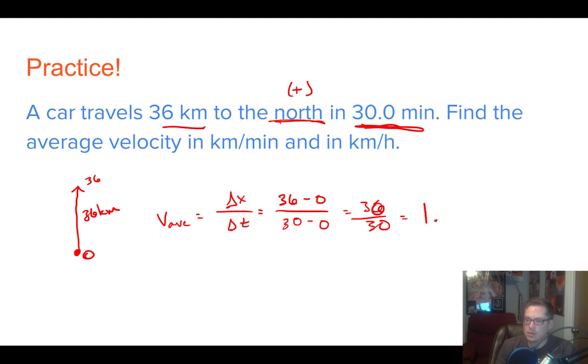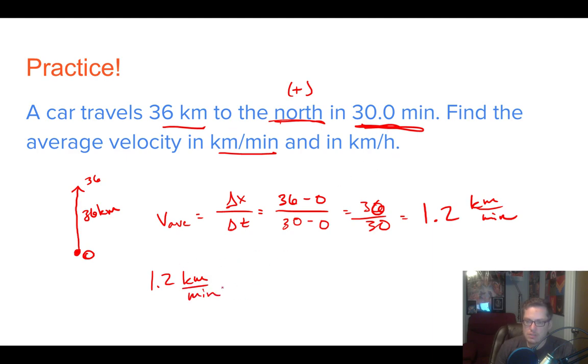Now we've got to think about our units for a second. Units on the distance were kilometers, units on our time were minutes, so kilometers per minute. So that answers that part of the question. Now we've got to answer the next part: in kilometers per hour. So we have 1.2 kilometers per minute, and we've got to convert this to kilometers per hour.